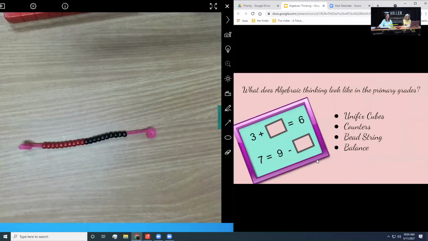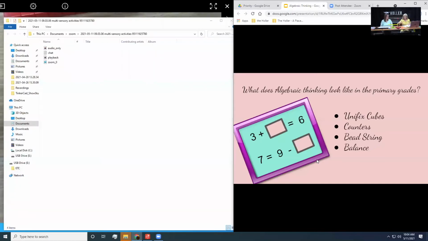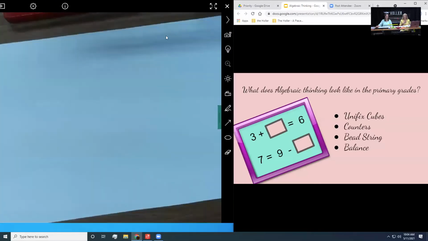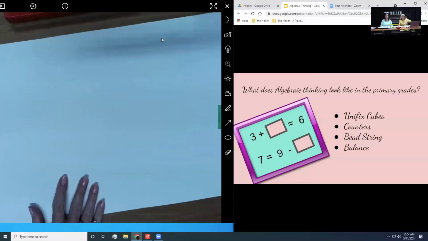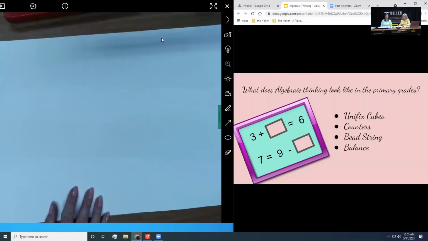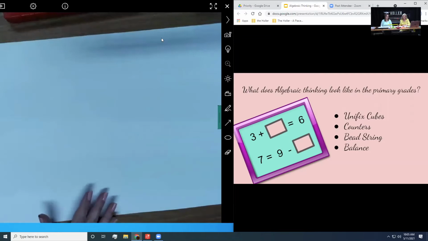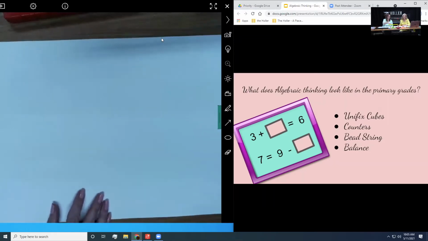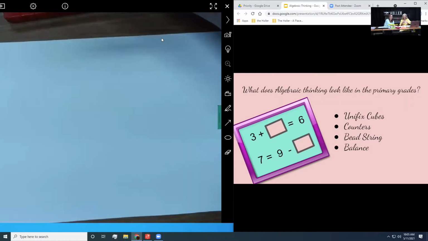Absolutely. So what does algebraic thinking look like in the primary grades? We're going to jump right into that, and Ms. Vonda is going to talk about what that looks like for her. My background is primary, and we do work on algebra in the primary. We may not call it algebra, but we work on those concepts all the time.